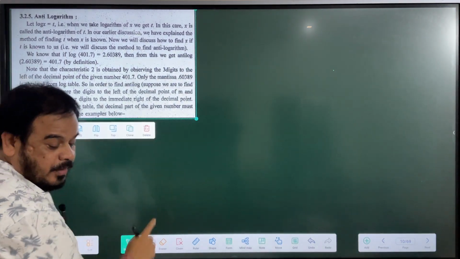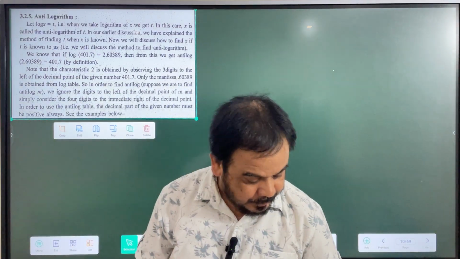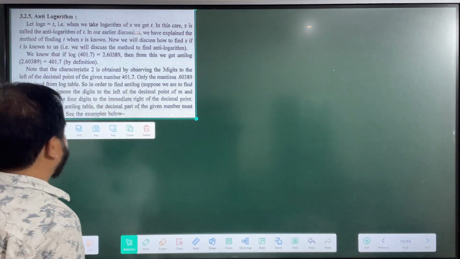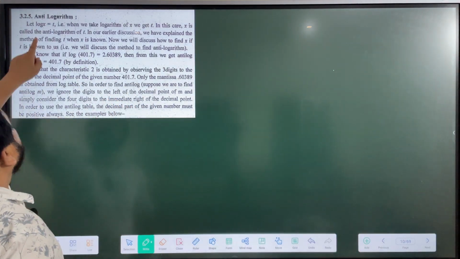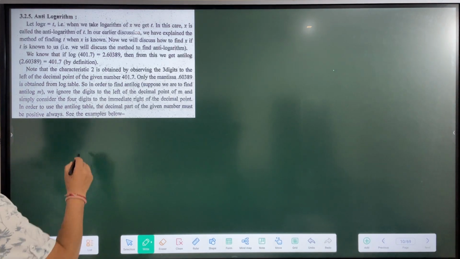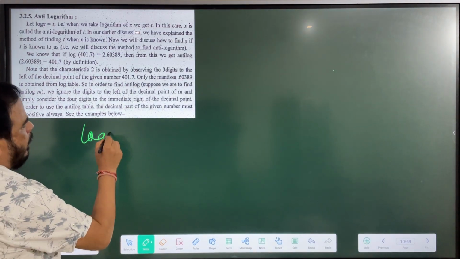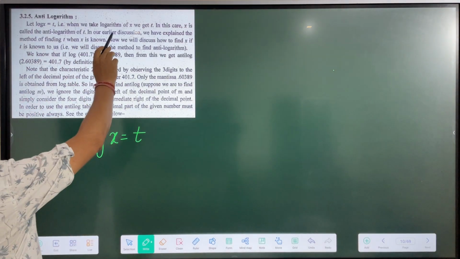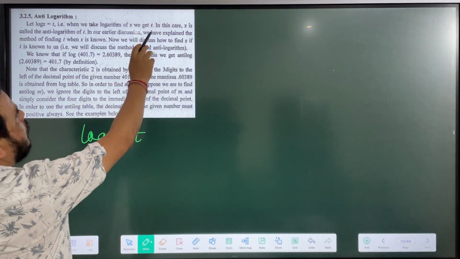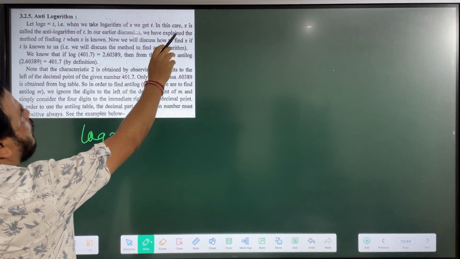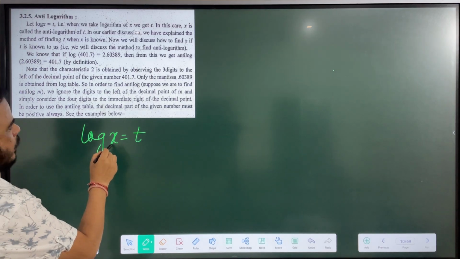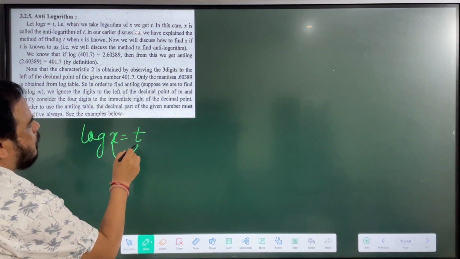This is on page number 88, anti-logarithm. Log x equals t. When we take the logarithm of x, we get t. In this case, x is called the anti-logarithm of t.